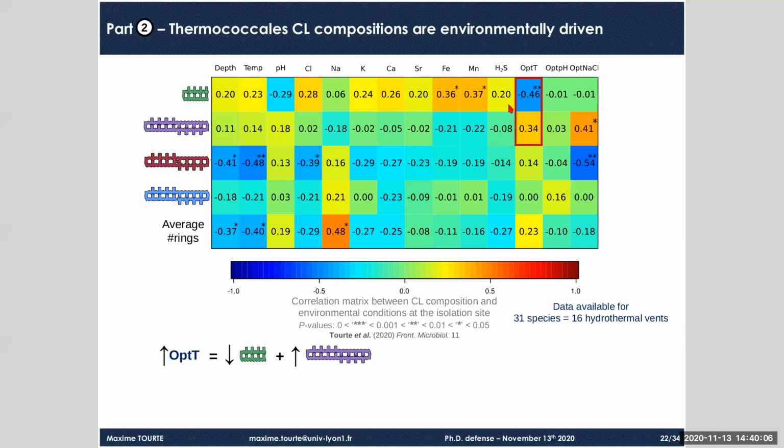The first thing we can see here is that the optimal temperature negatively correlates with diethers and positively with tetraethers, which actually suggests that species living in higher temperature settings will tend to have more tetraethers than those that live in a lower temperature environment, which is something that has already been observed in Archaea.